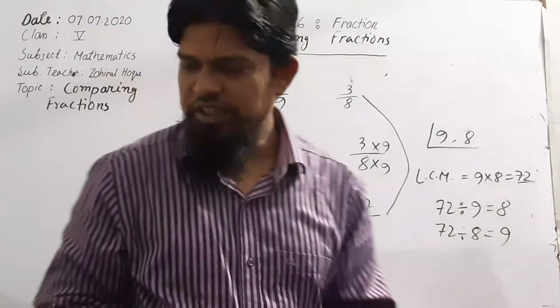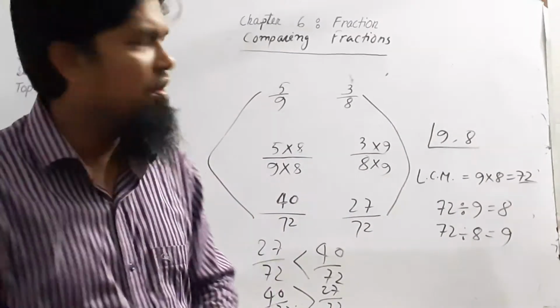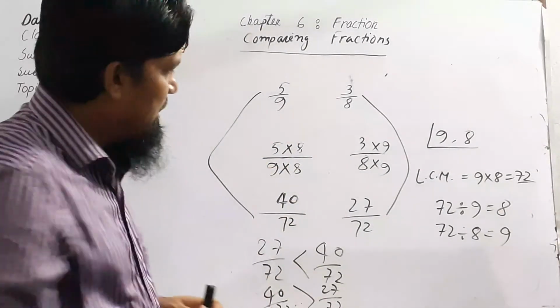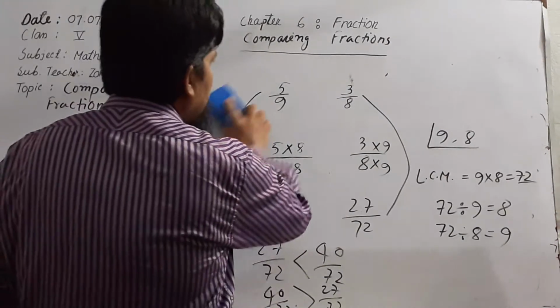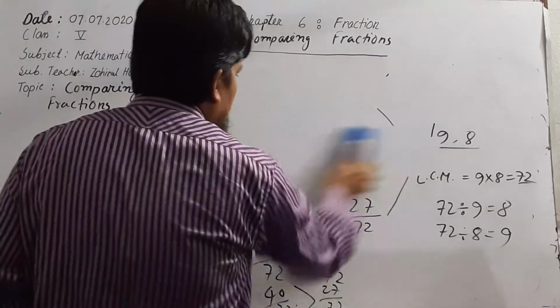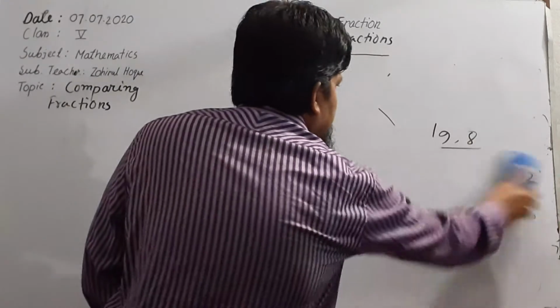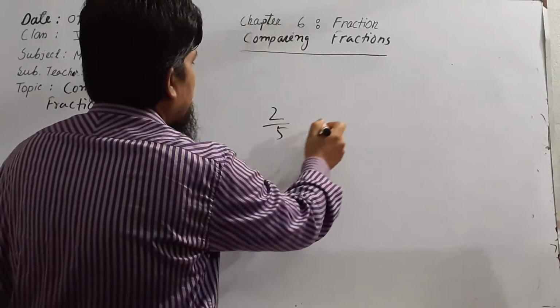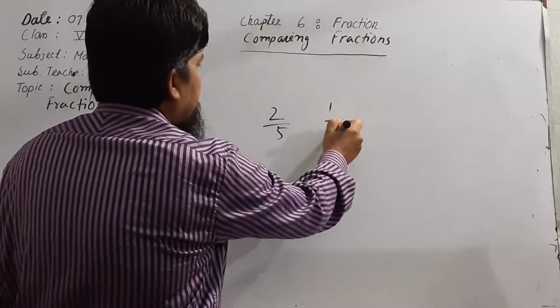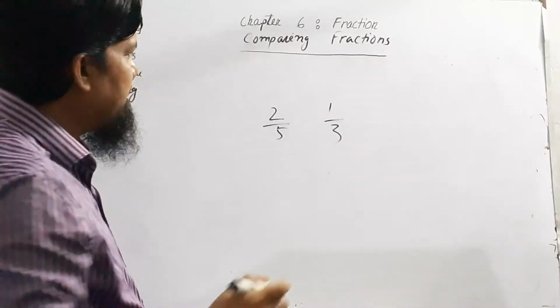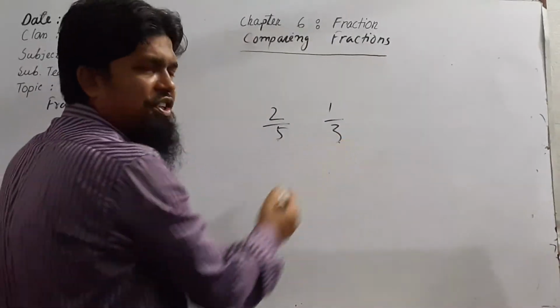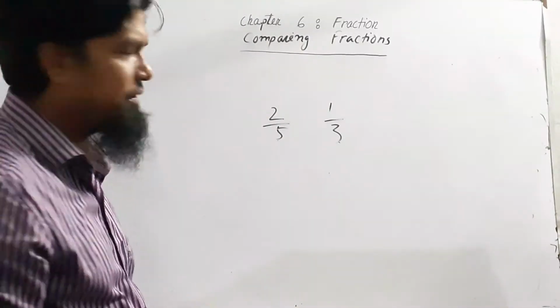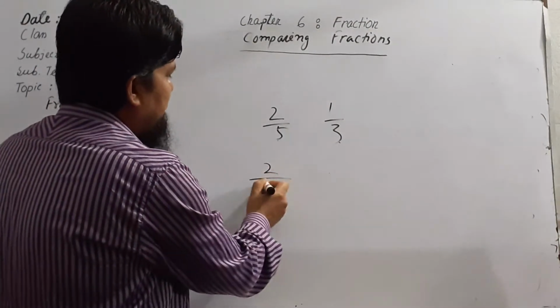So this is the technique of how to compare between two fractions. I am showing you another example here. Suppose 2 by 5 and 1 by 3, which one is greater? So easily we need to find out the LCM of 5 and 3. We know that the LCM of 5 and 3 is 15. So we need to make it 15.